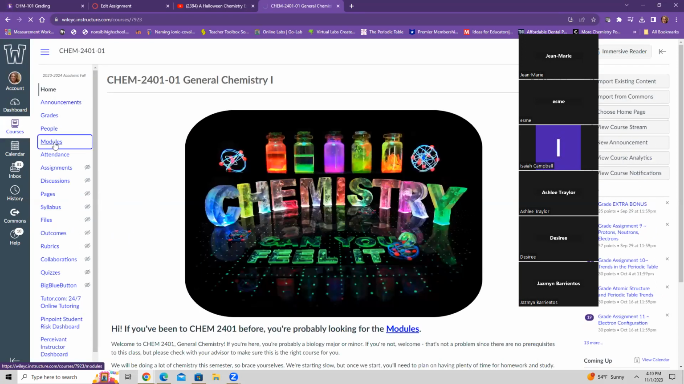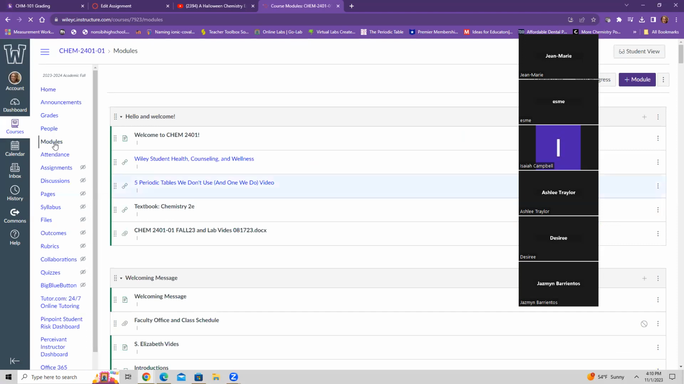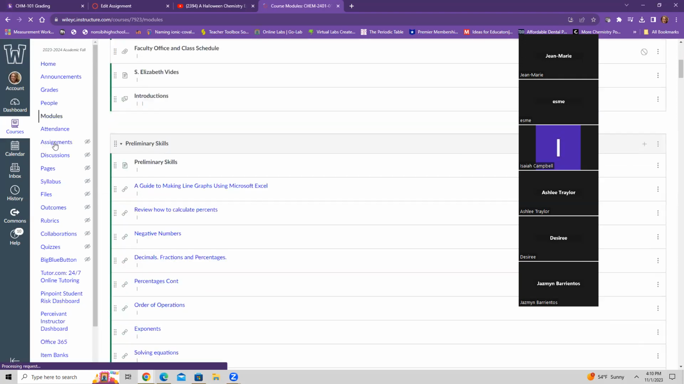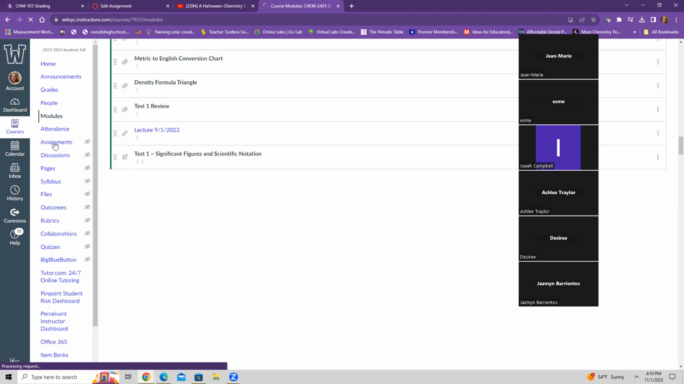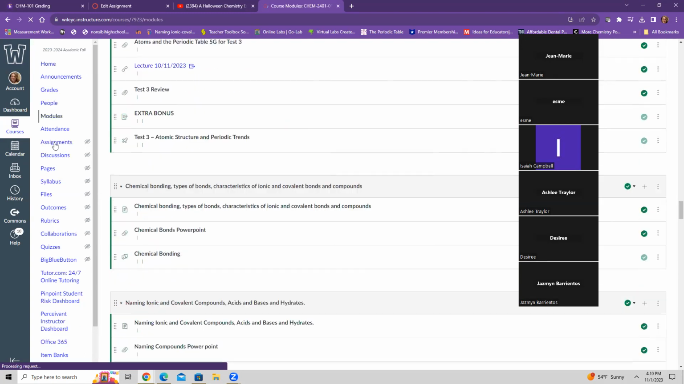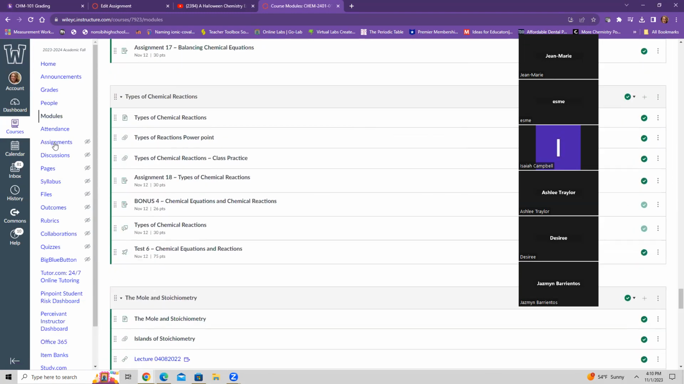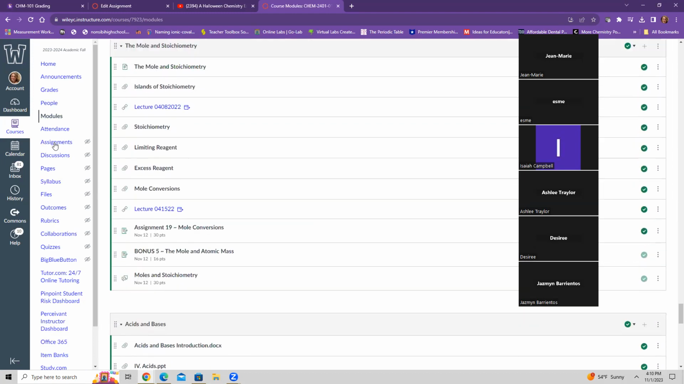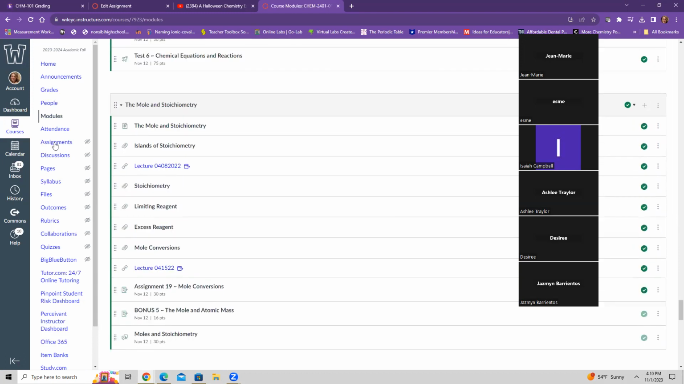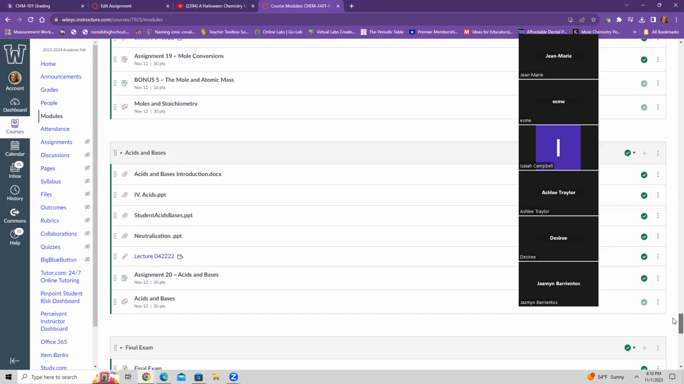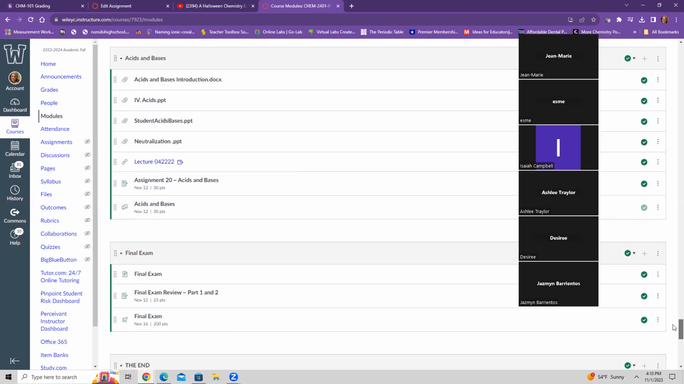Okay, here we go, modules. All right, so next time, and that is Monday, right? We will be looking at this right here, the types of reactions, which is very quick. And then the last thing we have is acids and bases and moles. Moles is a little bit more complicated, but it's easy enough that you can do it. And then you've got acids and bases, which is pretty easy also. And then you've got your final exam.